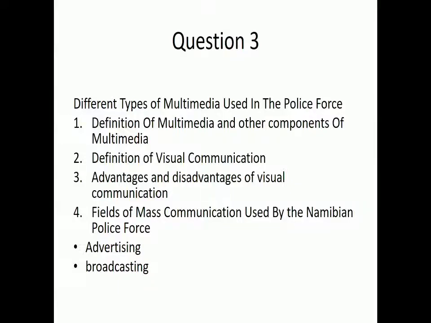So a question on multimedia can be asked by asking you to define multimedia and the other components of multimedia, define visual communication, the advantages and disadvantages of visual communication or of multimedia, and the various fields of mass communication that are used by the Namibian police force, for example, advertising and broadcasting. How is it used by the Namibian police force?